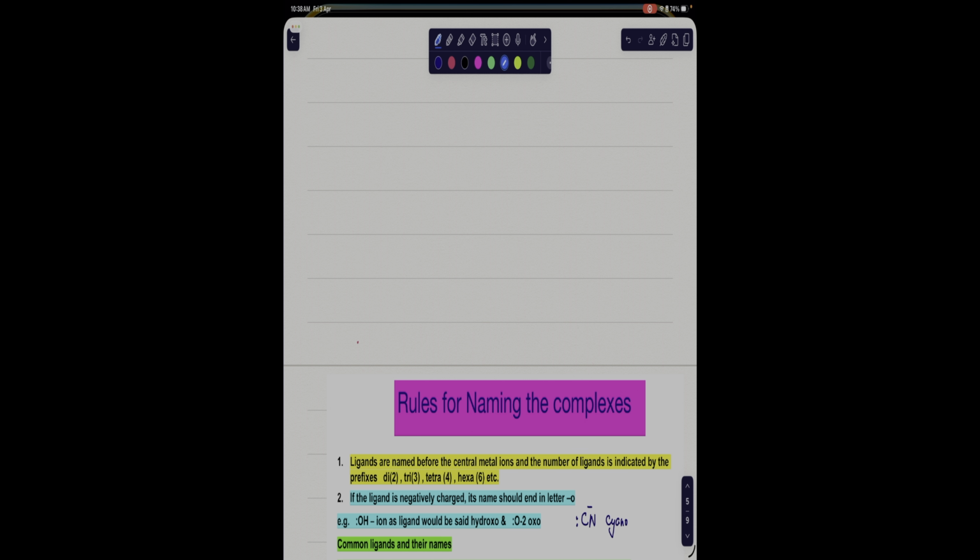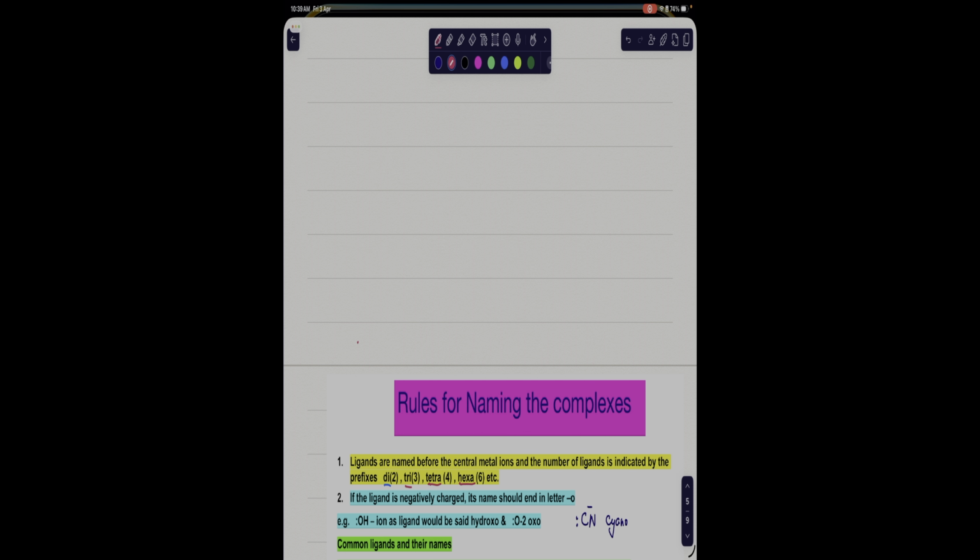For example, if there are 2 ligands, we have to use the prefix di. If there are 3 ligands, we use the prefix tri, for 4 we use the word tetra, and if there are 6 ligands, we use the prefix hexa. And the ligand name will precede the metal name.